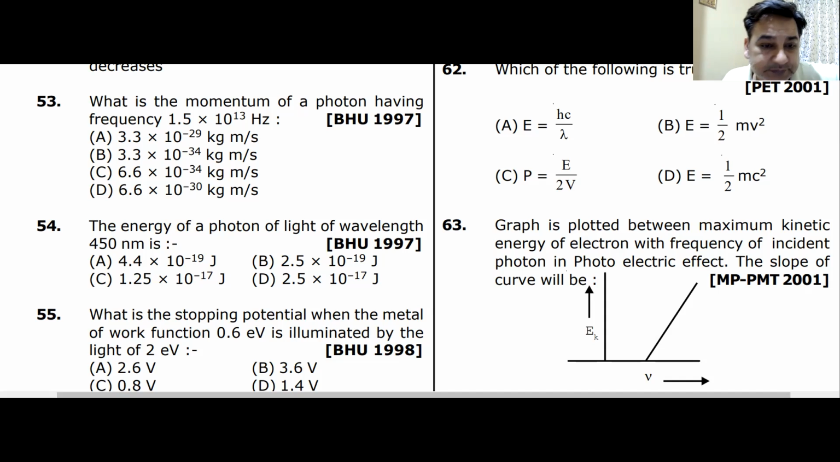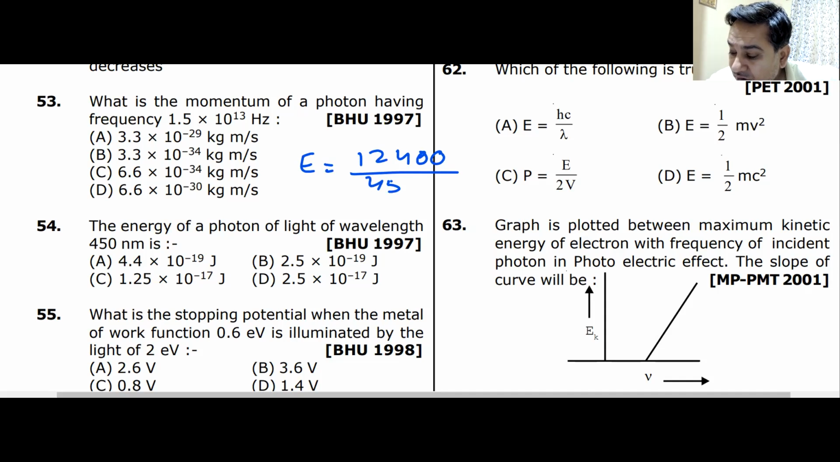So how do you do it? The energy is simply 12,400 divided by the wavelength. I cannot divide it by nanometers. I have to divide it by the Armstrong unit, so it will be 4,500. Yes or no? Yes, sir.